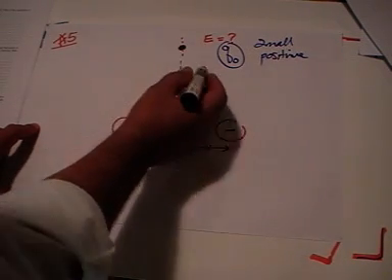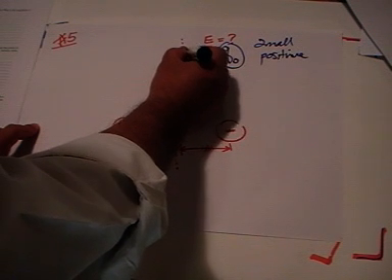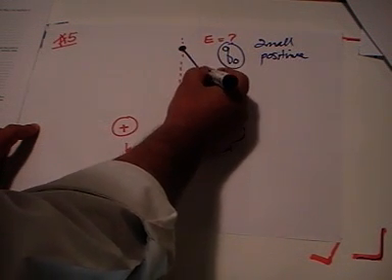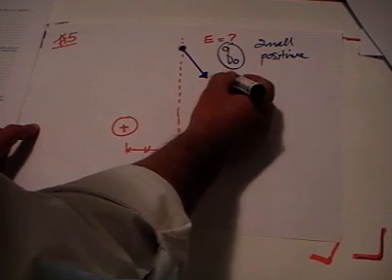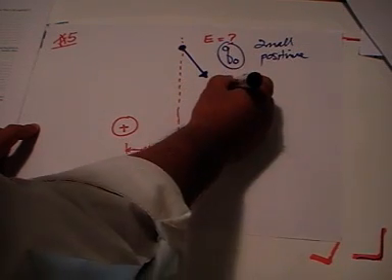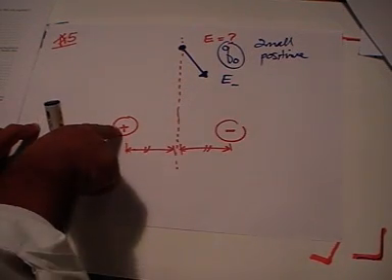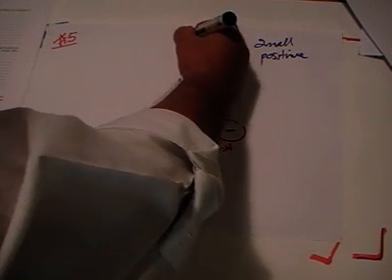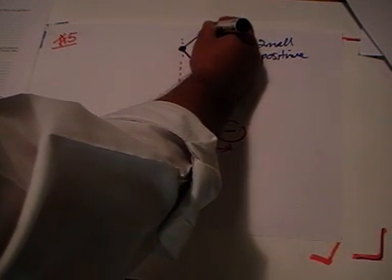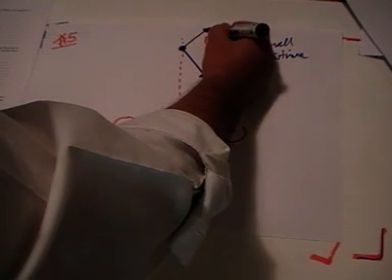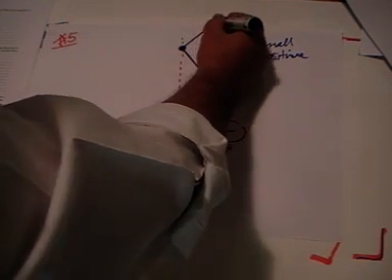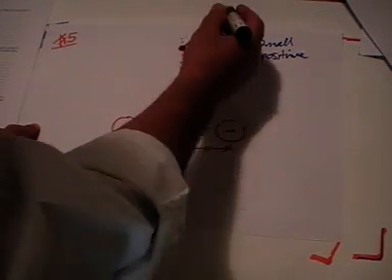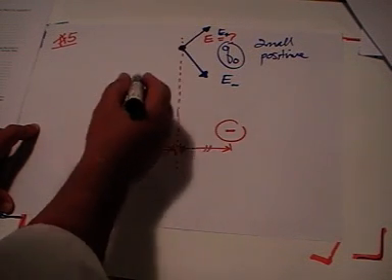If this is positive and this is negative, the field due to this charge will point this way. Let me call it the electric field due to the negative charge. Since this is positive and this is positive, the electric field as a vector will point somewhere in this direction. It should have the same magnitude, but I ran out of space.